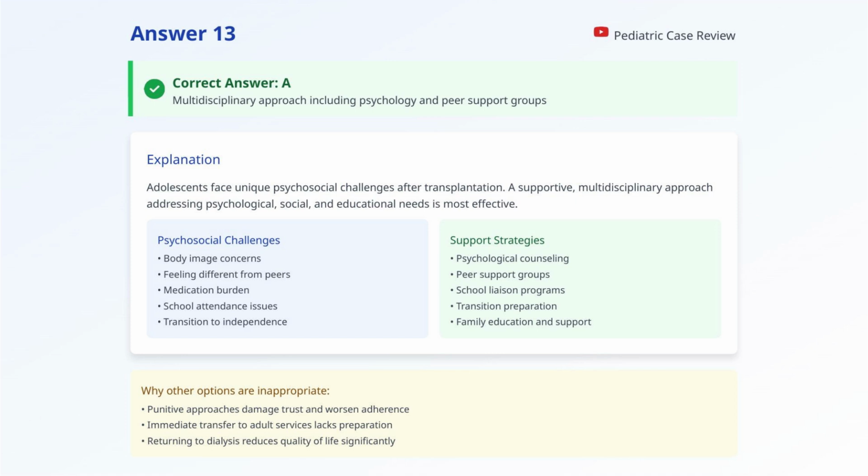The other options are inappropriate because punitive approaches damage trust and worsen adherence. Immediate transfer to adult services lacks preparation, and returning to dialysis reduces quality of life significantly. A supportive approach that addresses the underlying reasons for non-adherence while providing the necessary support systems is most likely to succeed in the long term.